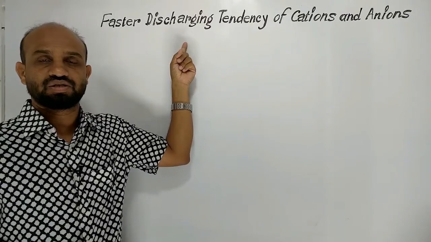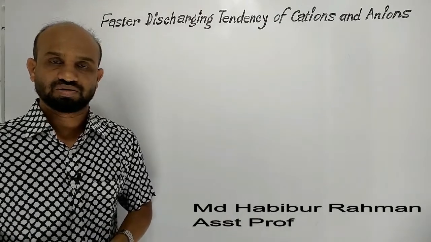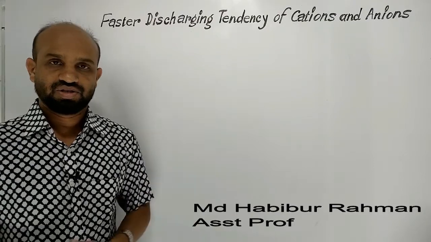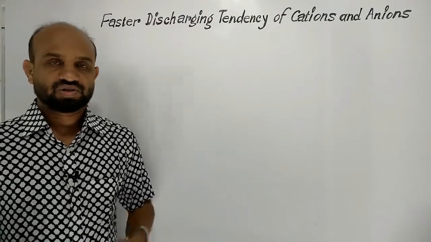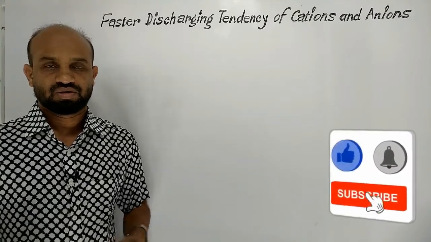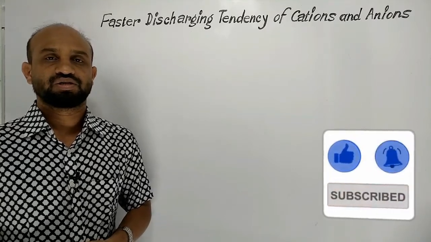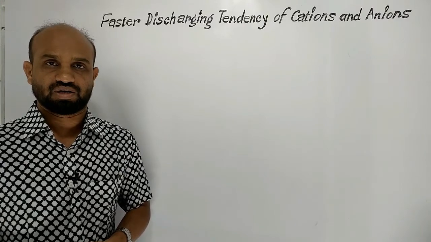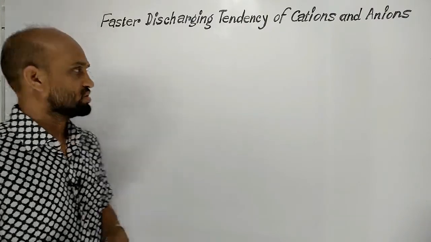Faster discharging tendency of cations and anions. This is today's lesson. First of all, let's try to simplify the name of the lesson. That is, faster discharging tendency of cations and anions. Let's see.